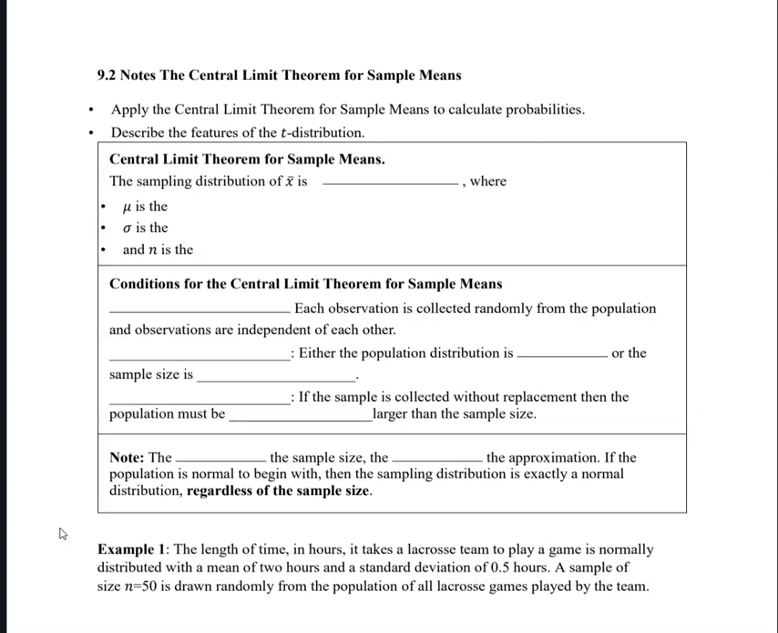So the sampling distribution for x bar is, I'm going to say, approximately normal, where mu is still the population mean, sigma is the population standard deviation, and n is the sample size that we're selecting.